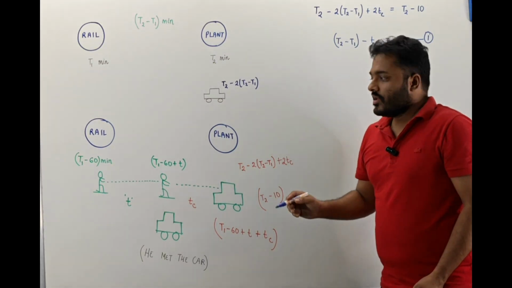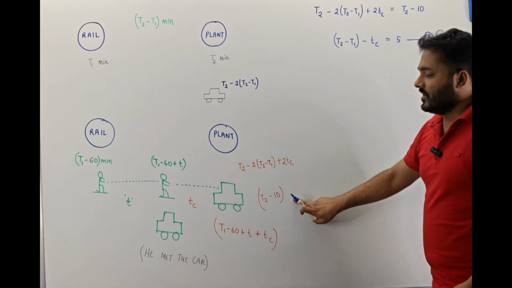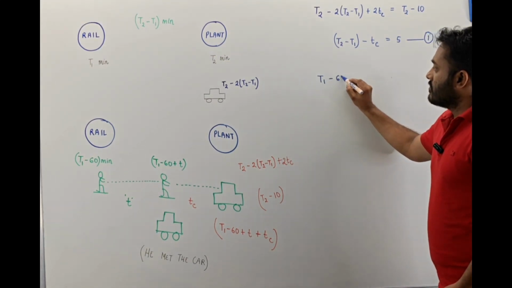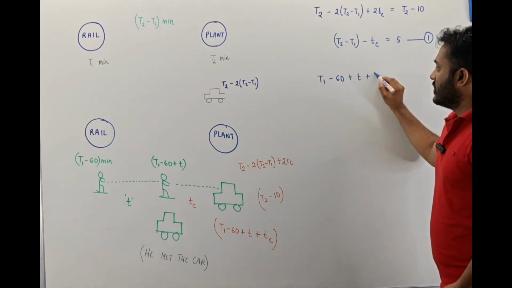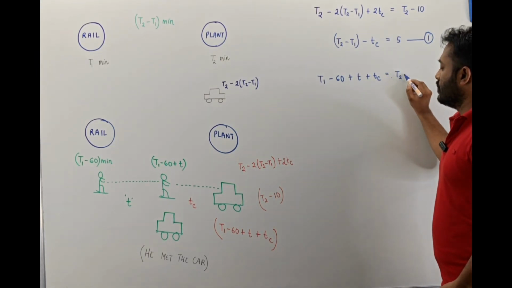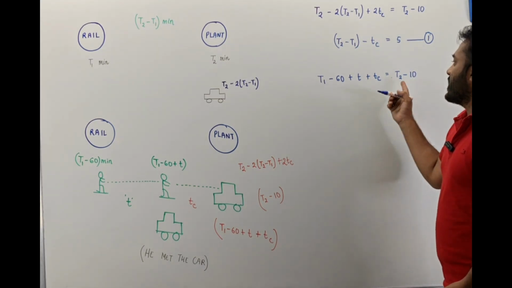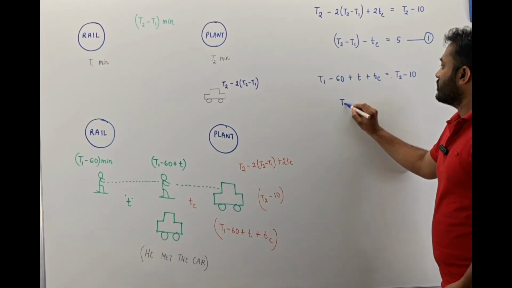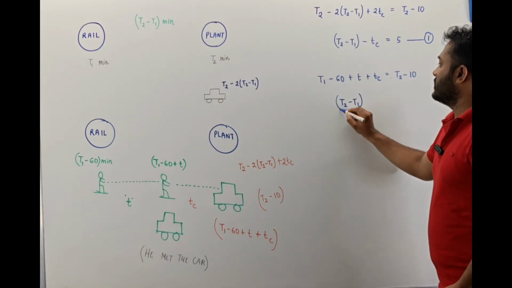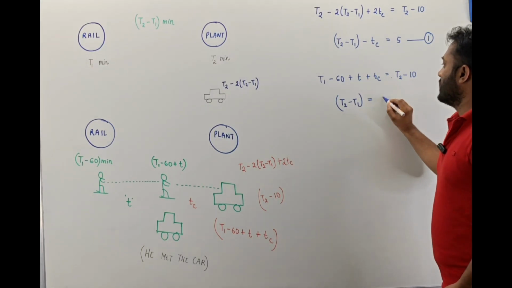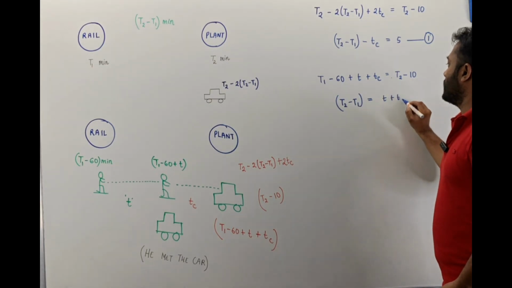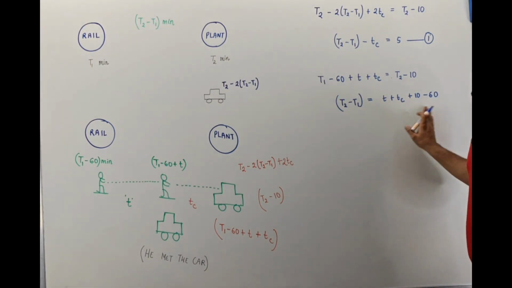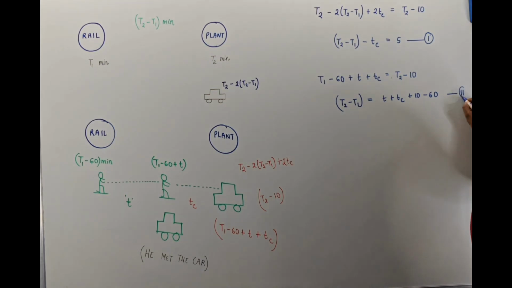So what we have done over here is we have equated this time to T2 minus 10. And now in the second part, I am equating T1 minus 60 plus T plus Tc equal to T2 minus 10. So over here, if I calculate T2 minus T1, T2 minus T1 can be written as T plus Tc plus 10 minus 60. So we get T2 minus T1 as this value, and this serves as the second equation.